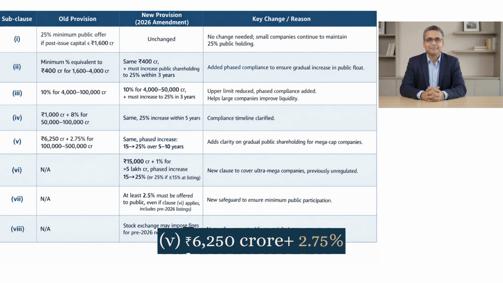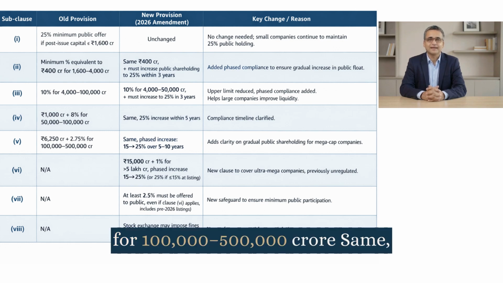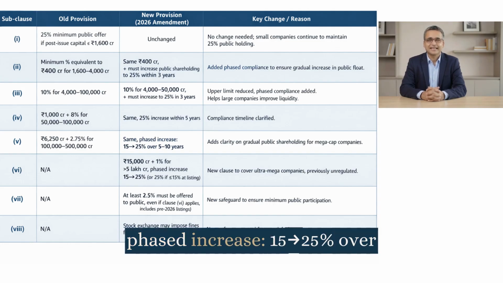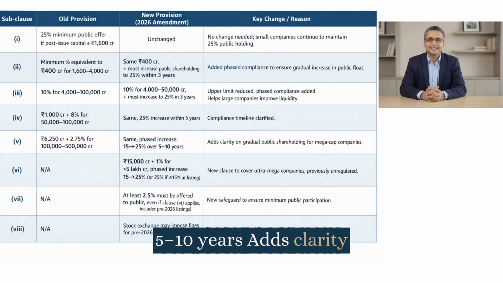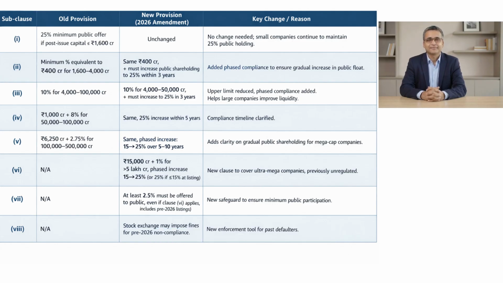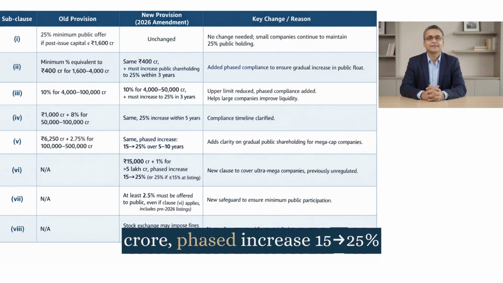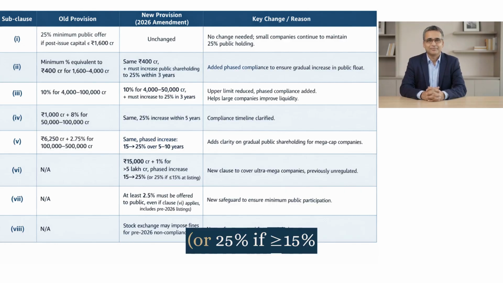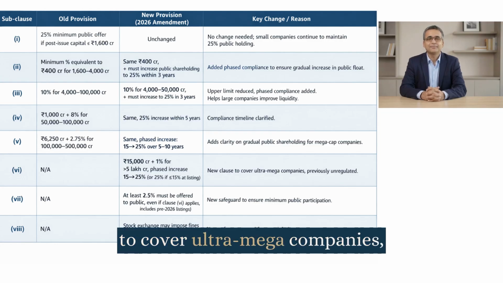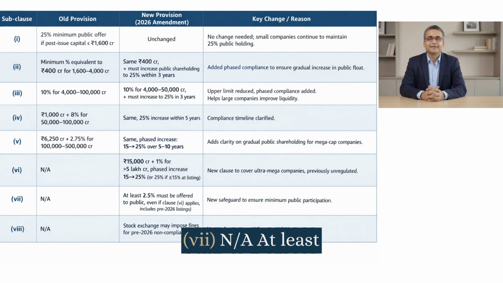6,250 crore rupees plus 2.75% for 100,000 to 500,000 crore. Same, phased increase 15 to 25% over 5 to 10 years. Adds clarity on gradual public shareholding for mega cap companies. New: 15,000 crore rupees plus 1% for above 5 lakh crore, phased increase 15 to 25%, or 25% if greater than or equal to 15% at listing. New clause to cover ultra mega companies previously unregulated.